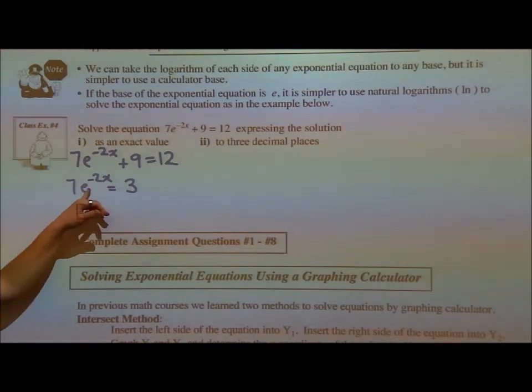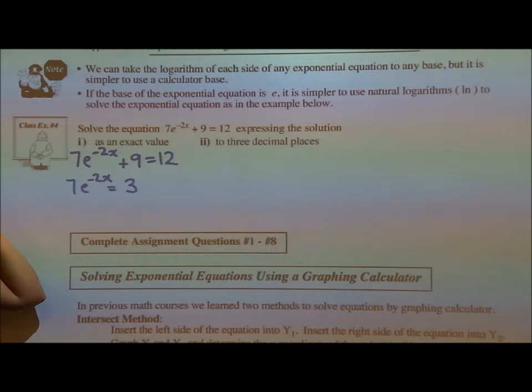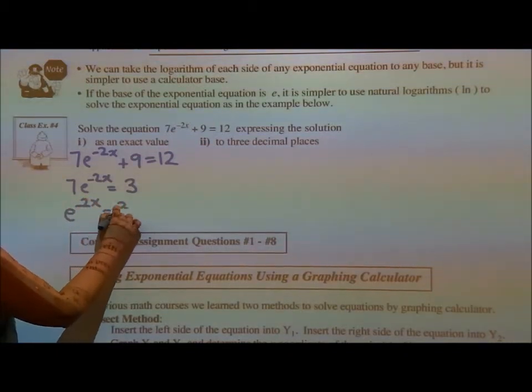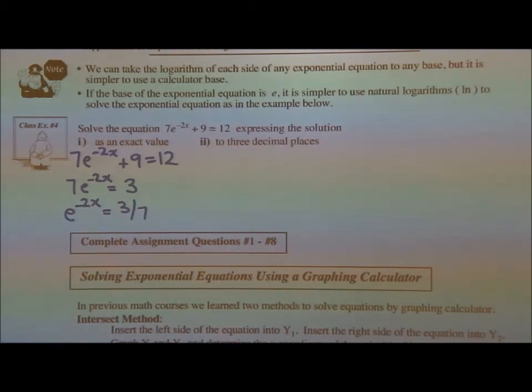Can I separate the 7 from the e to the power of negative 2x? How would I separate it? 7 times e to the power of negative 2x. So then how do I get rid of the 7? Divide by 7. So e to the power of negative 2x becomes 3/7.